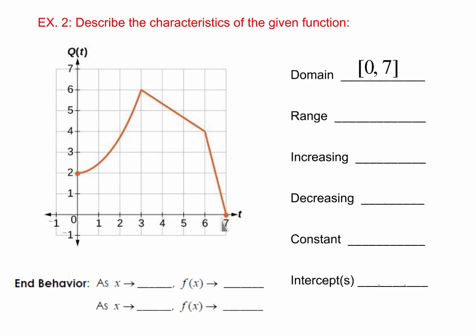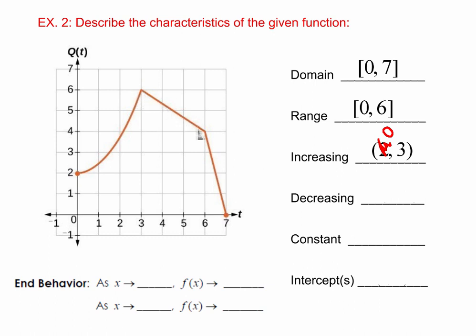For range, I want to go from lowest point to highest point. So here's my lowest point, where the y value is 0. And then my highest point is up here, where the y value is 6. So my range is from 0 to 6. Now let's talk about where this is increasing. Well, it's increasing here from x is 0 up to x is 3. That shouldn't say 2, that should say 0. So it's increasing from 0 to 3.